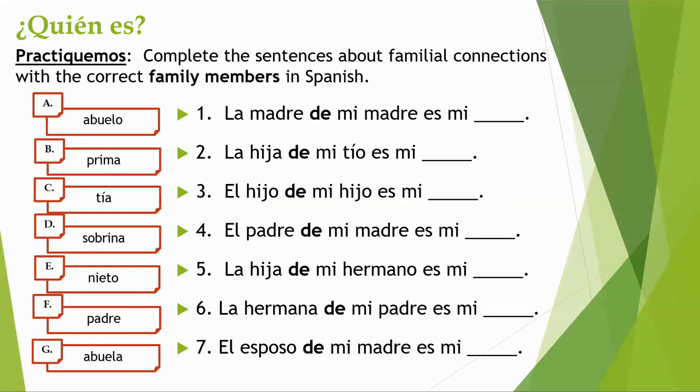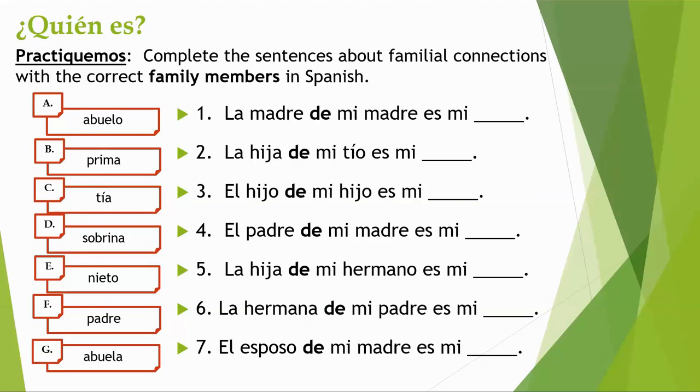And then let's look at number 2. La hija de mi tío es mi... Prima. Exacto. Okay, it's prima, my cousin, and she is a girl. All right, it's my girl cousin. So it's my uncle's daughter. So she's my cousin, my female cousin, and it would be prima. All right, it would be B.